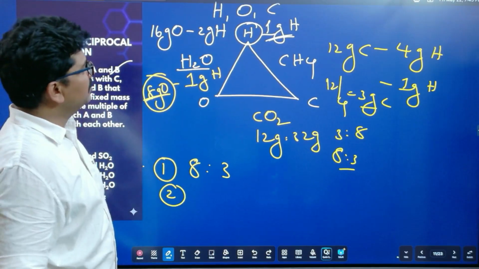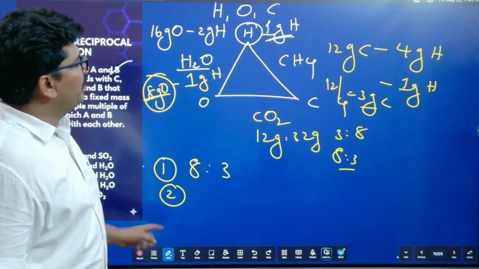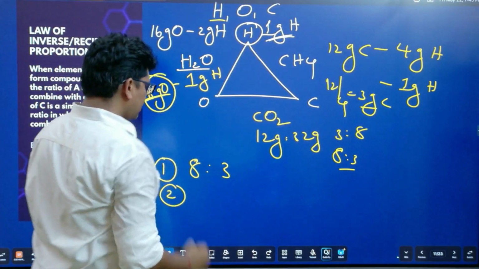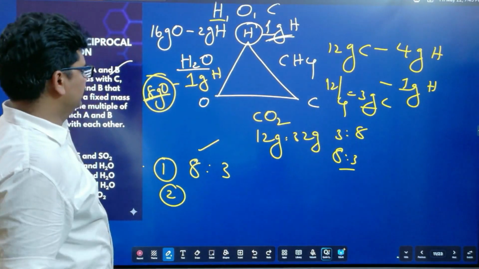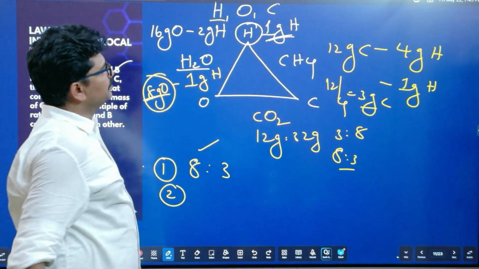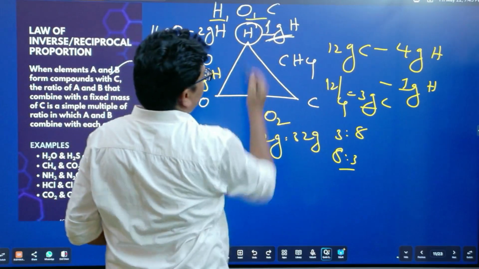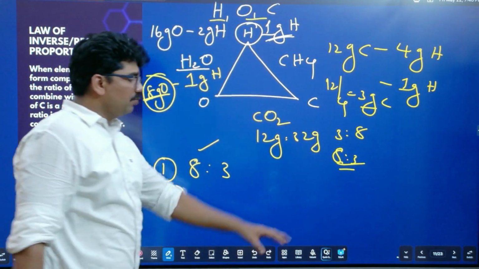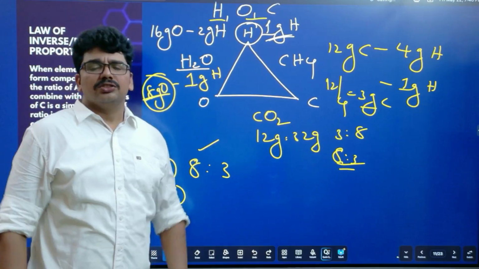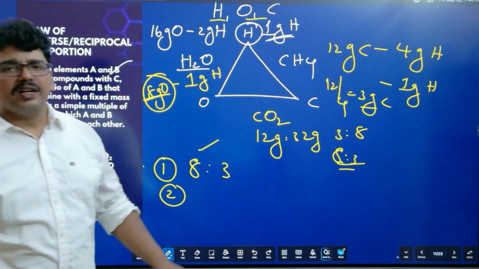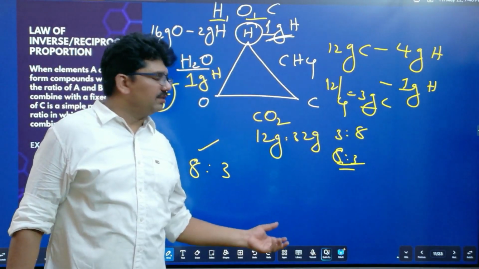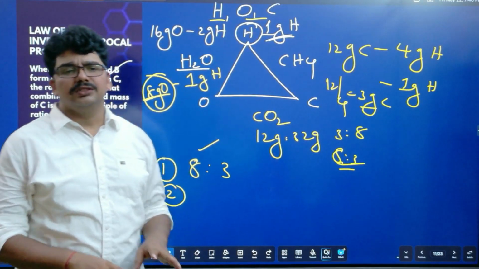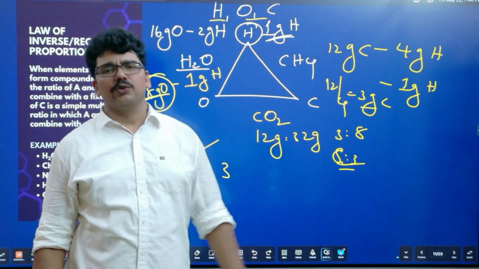Once again, we have three elements: hydrogen, oxygen and carbon. For a fixed mass of hydrogen, I am finding the mass ratio of carbon and oxygen. The oxygen and carbon mass ratio is 8:3. Now, when oxygen and carbon are directly combined with each other, their mass ratio is 8:3. So, both are simple whole number ratios. No need to be the same. In some cases, the mass ratios will be the same, in some cases they will be different. But the rule is that there should be simple whole number ratios.